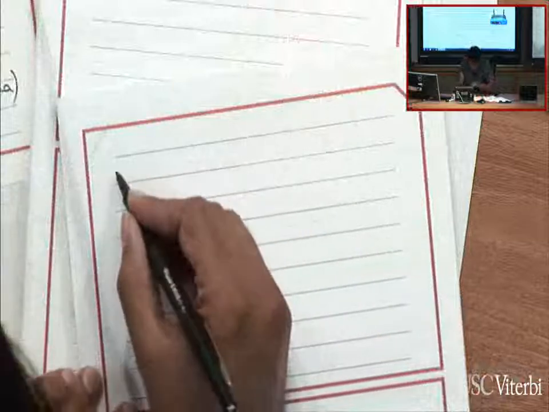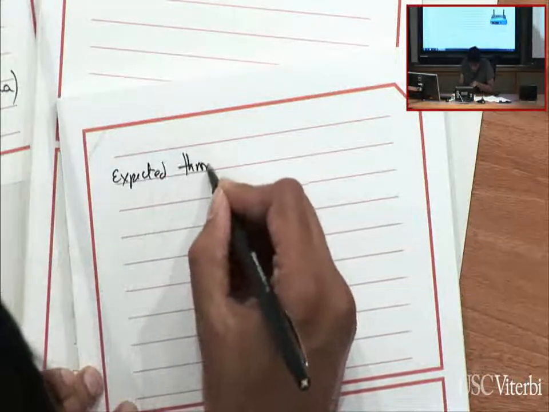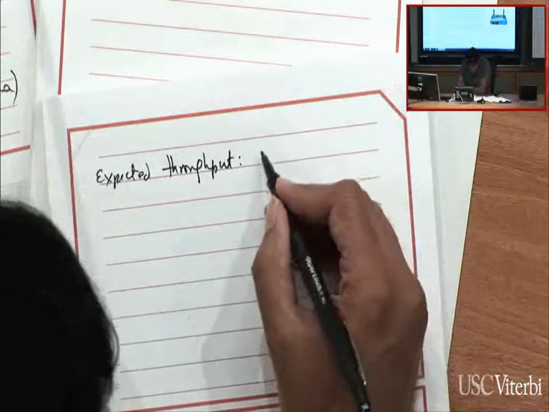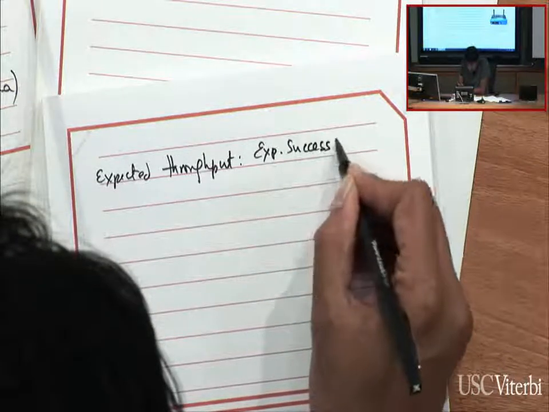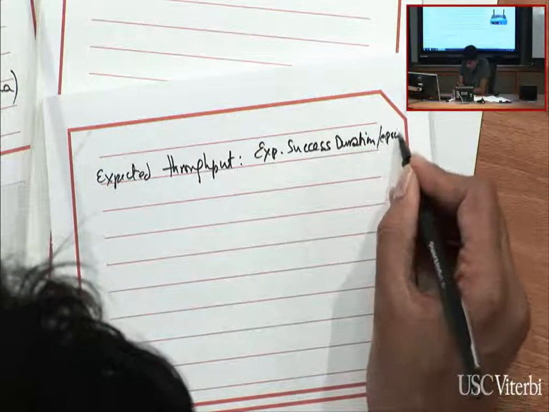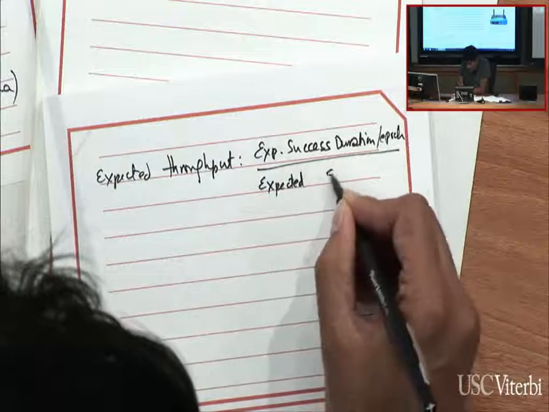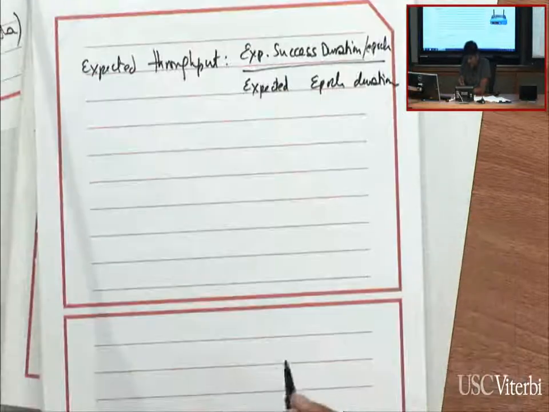And what we showed was that the expected throughput can be modeled by the expected success duration per epoch over the expected epoch duration.